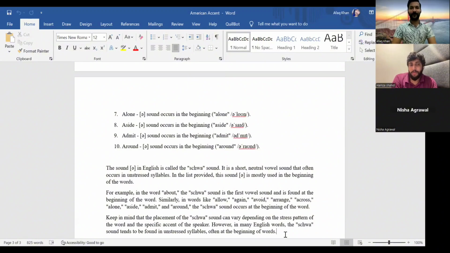Yes, Nisha. Actually, like placement of the schwa sound, in this sentence it is written that schwa sound depends on the stress pattern. Like I can know that, like around, we have to stretch this word, right? Am I right? Yeah, stretch of this word depends on the speaker, like how much they are placing the word.